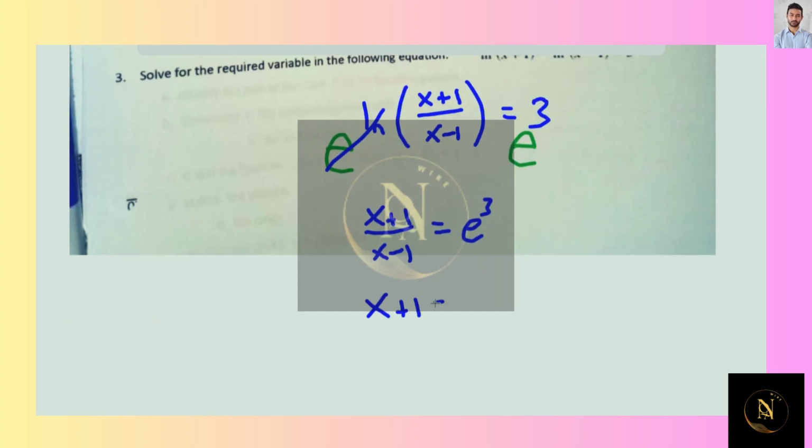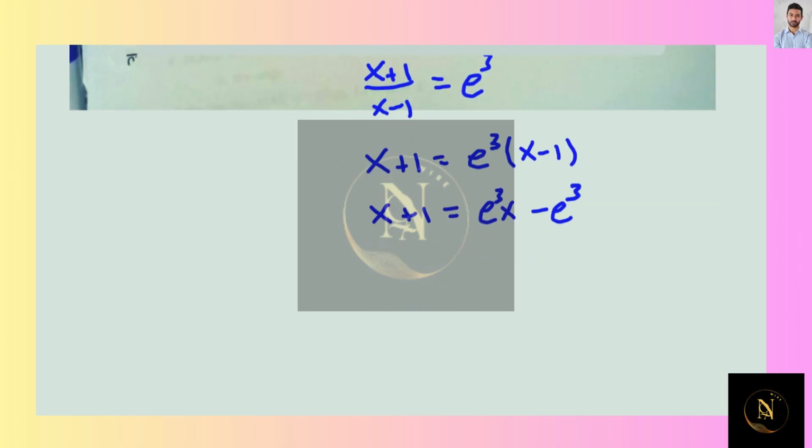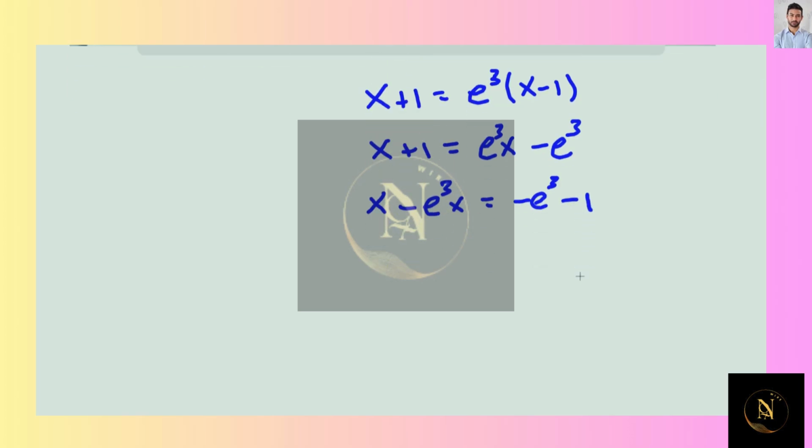So x plus 1 equals e cubed times x minus 1 when you cross multiply. Then I would distribute the e cubed. So e cubed x minus e cubed. Get the x's all on one side, so it'd be x minus e cubed x equals negative e cubed minus 1. So I just sorted this out. Subtract the e cubed x, subtract the 1.